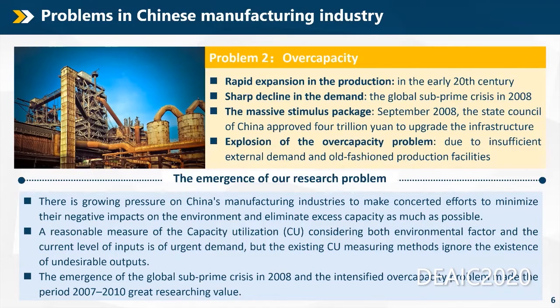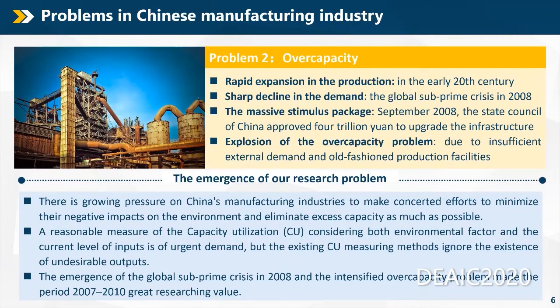Therefore, we can see there is growing pressure on China's manufacturing industries to minimize their negative impacts on the environment and eliminate excess capacity at the same time. So a reasonable measure of capacity utilization, considering environmental factor, is of urgent demand, but the existing CU measuring methods ignore the existence of undesirable outputs.